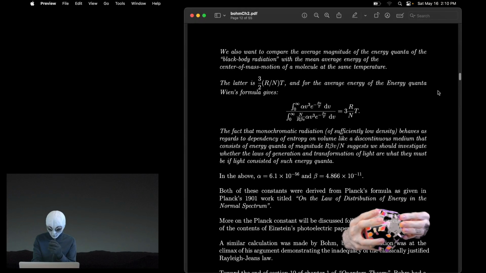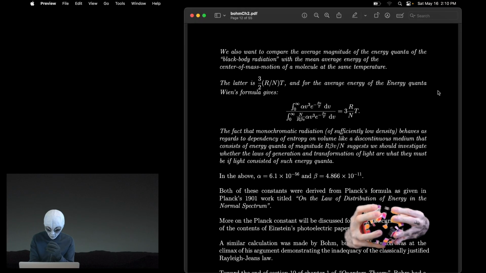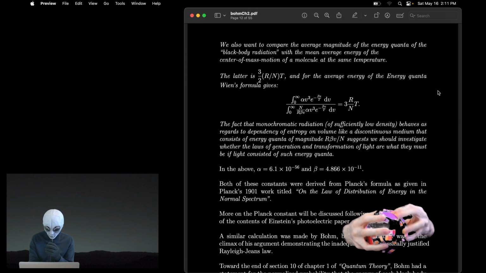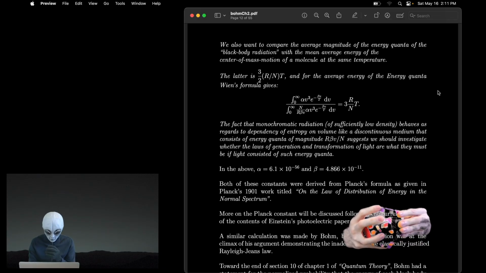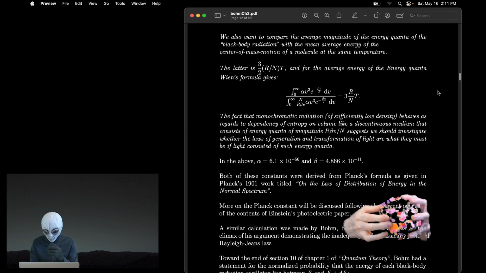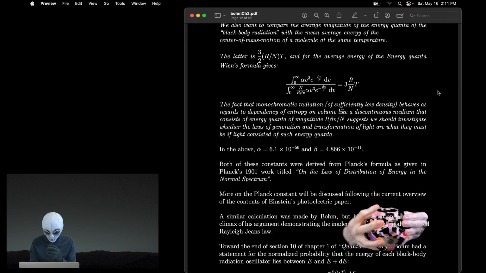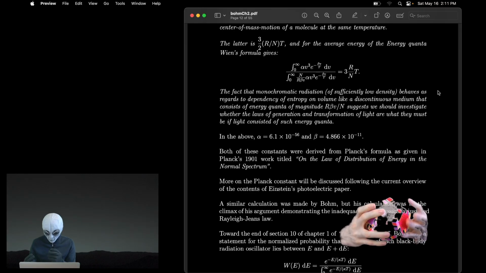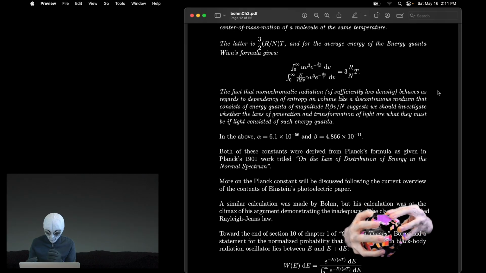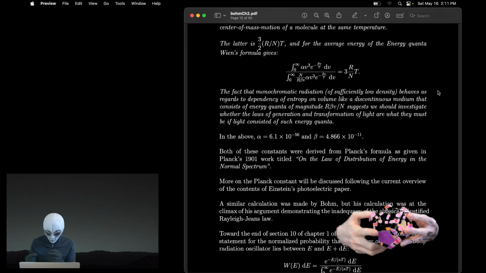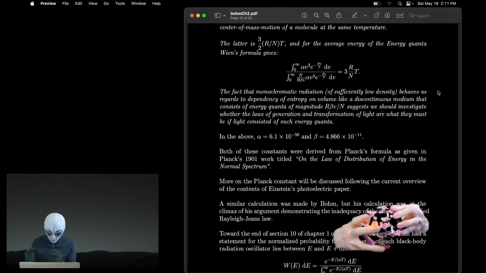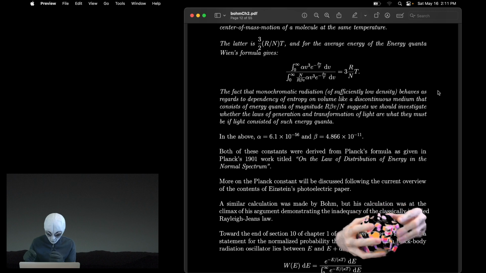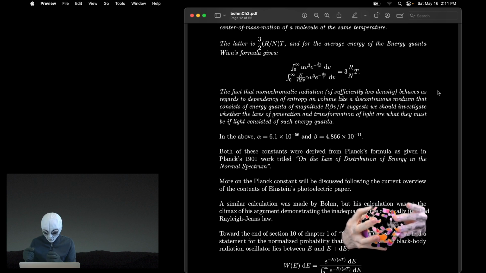We also want to compare the average magnitude of the energy quanta of the "black body radiation" with the mean average energy of the center of mass motion of a molecule at the same temperature. The latter is 3 halves capital R over capital N, then times capital T, and for the average energy of the energy quanta, Wien's formula gives a fraction with a numerator which is an integral from 0 to infinity of alpha times lowercase v cubed, then times e with an exponent argument of a fraction with a numerator of negative beta times lowercase v, and a denominator of capital T. Then, still in the numerator, d lowercase v.